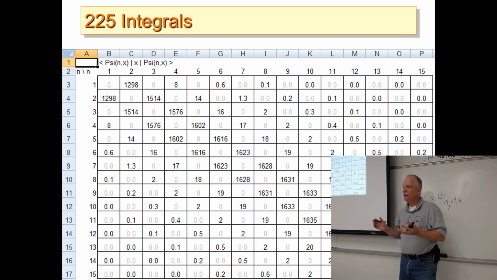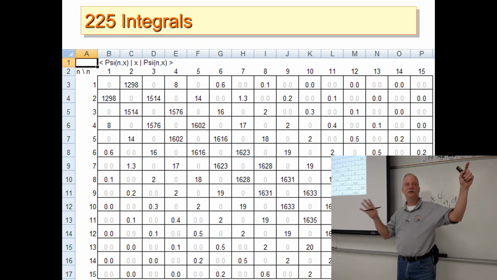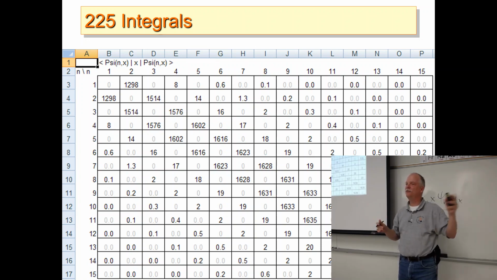The nice thing about that, though, is it's all dynamic. These are formulas. And so I go in and change the mass, and all the integral values shift. I change the temperature, all the values shift. I change all of these fundamental values, and the spreadsheet reacts. So that's what's nice about it.